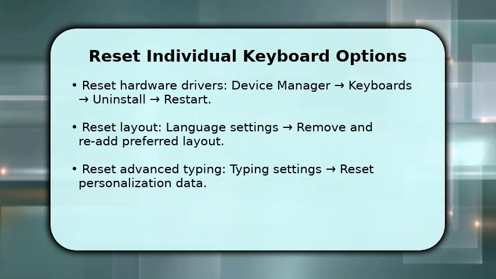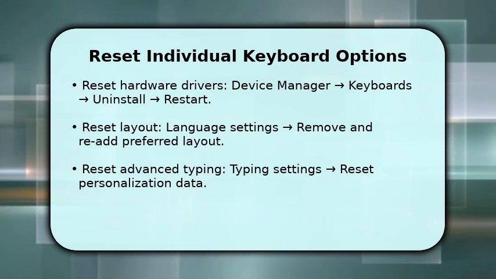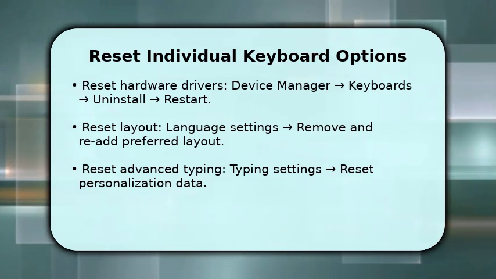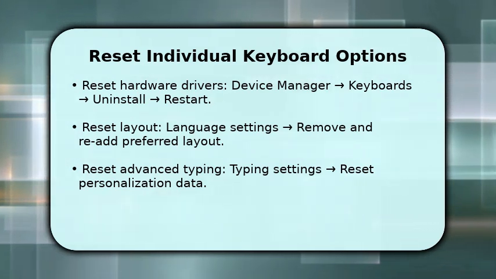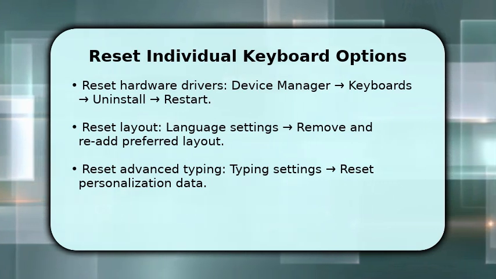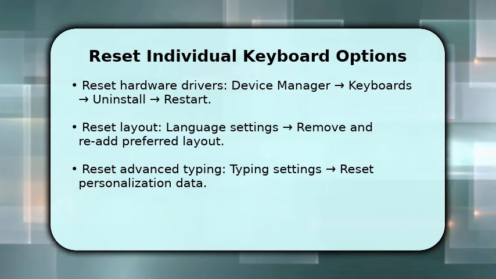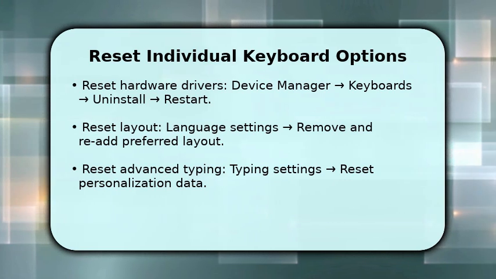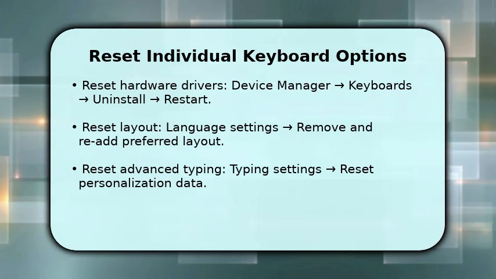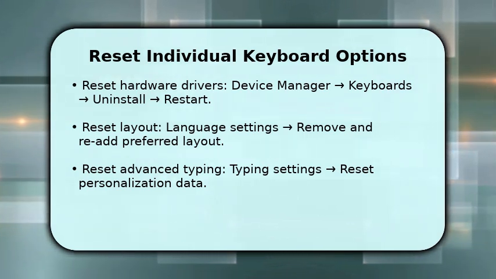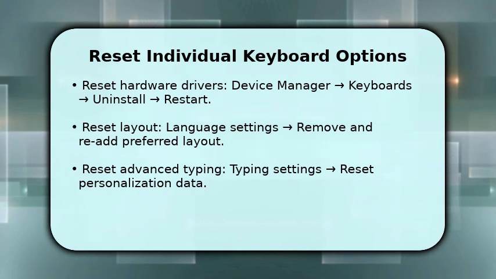Now you'll tackle the middle, more technical steps. First, open Device Manager and expand keyboards. Uninstall the device and restart Windows to force driver reinstallation, which fixes garbled keys. Next, go back to Language Settings, remove any duplicate or wrong layouts, and re-add your preferred layout so shortcuts and hotkeys map correctly. Finally, in Typing Settings, reset personalization and autocorrect data to eliminate learned behavior causing unwanted changes. These three actions cover drivers, layout, and typing state.